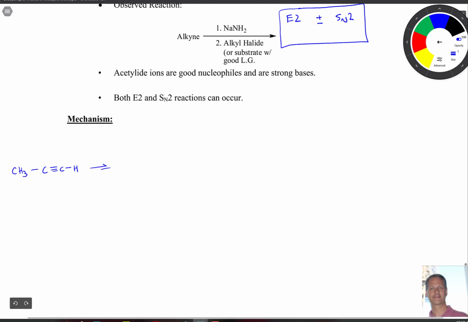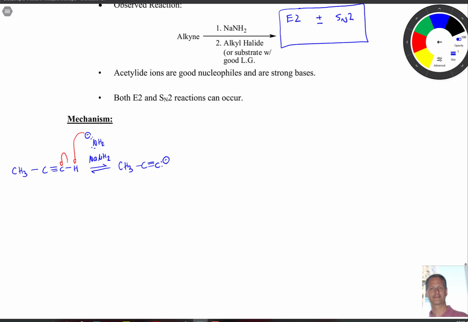And what we'll do for our first step here is add, and this is the way you guys will see this, NaNH2. But remember, that's really just grabbing the amide. That's what we want there. So this is just an acid-base reaction here. So that's our first step. CH3, triple bond carbon there.